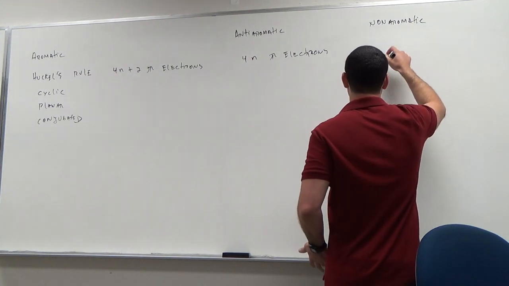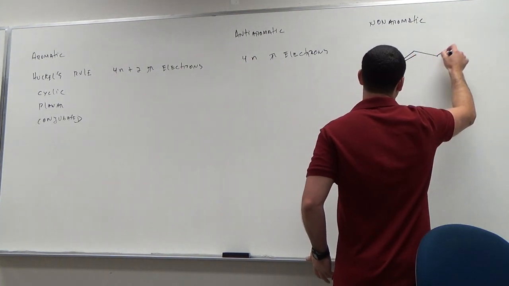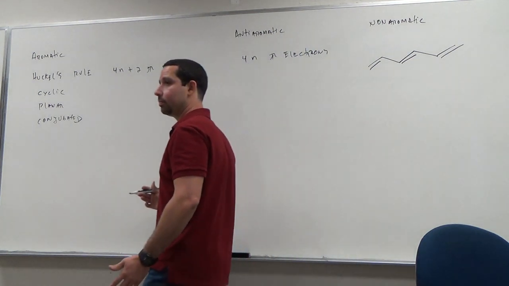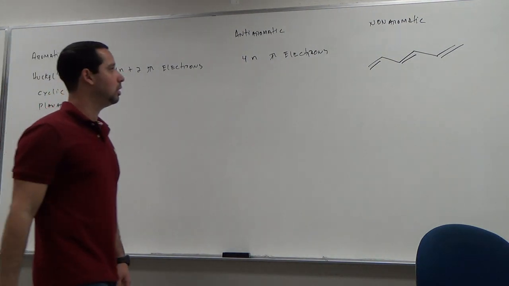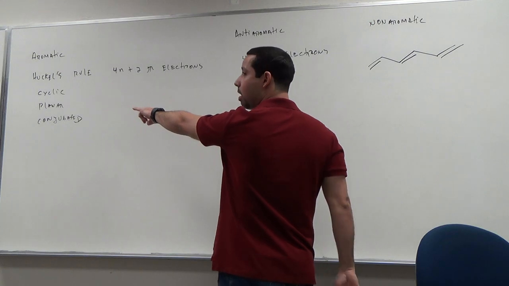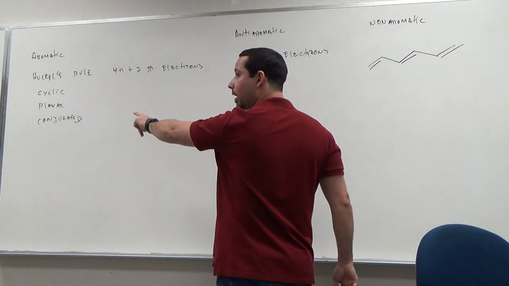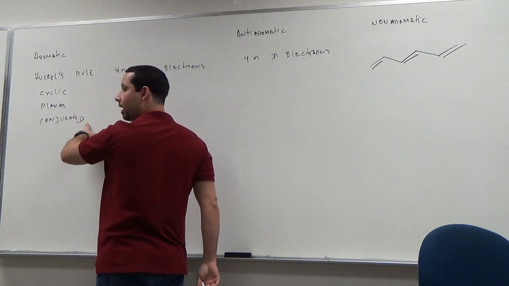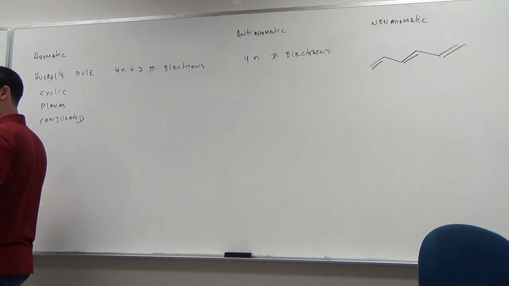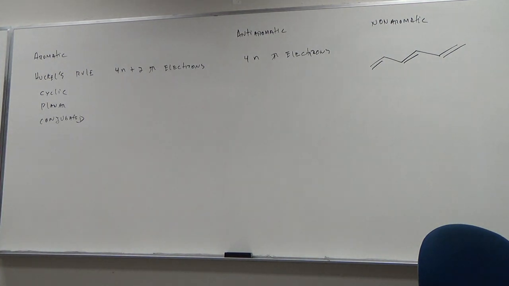This non-aromatic, what is that? Is that anti-aromatic? No. This is non-aromatic because it's not cyclic. It violates one of the three in the bottom. It's not aromatic if it violates its planar rule, and it's not aromatic if it's not conjugated. They're called non-aromatic. The other one is anti-aromatic. These three are fulfilled, except it's not 4N plus 2. It's just 4N. Okay?